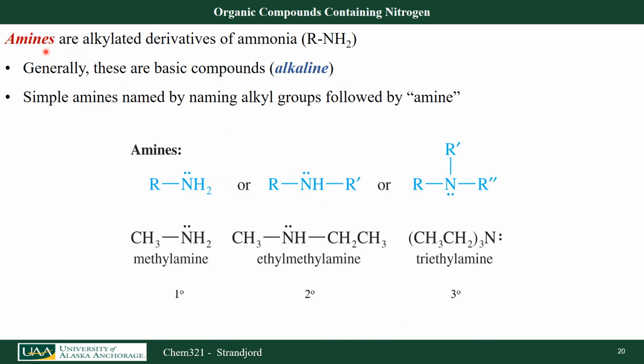Amines are hydrocarbons that contain nitrogen. The simplest one is ammonia. Generally, these are considered basic compounds, meaning they're alkaline in nature. Simple amines are named by naming the alkyl group followed by the word amine. So for example, generically, I have an R group with an NH2 group on it, or I could have an R group with a nitrogen and another R group, or I could have 3 R groups attached to that nitrogen. This is a primary amine, a secondary amine, and a tertiary amine.